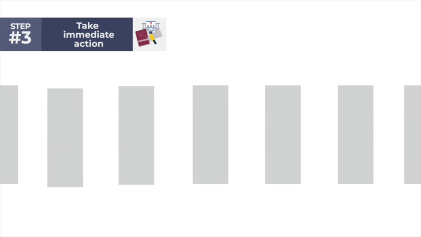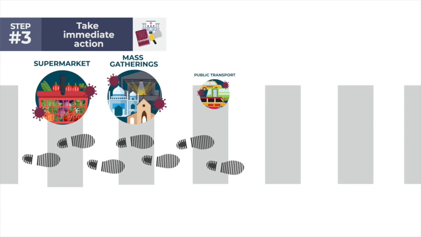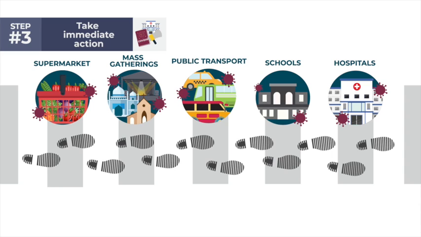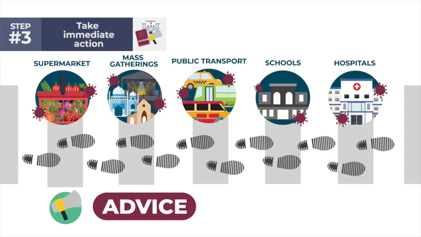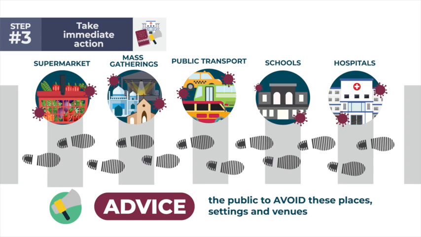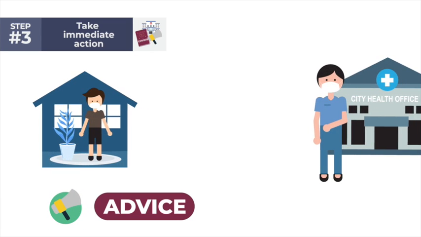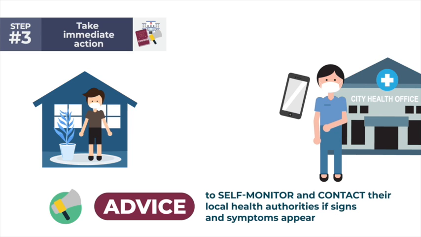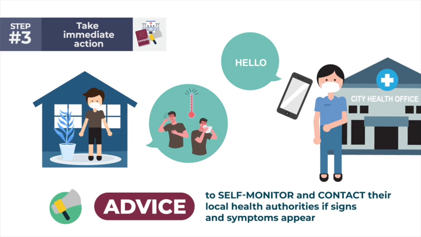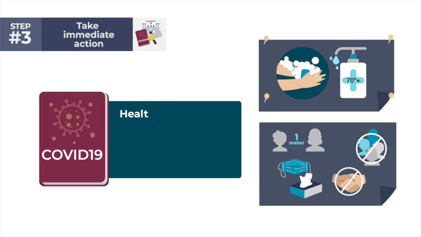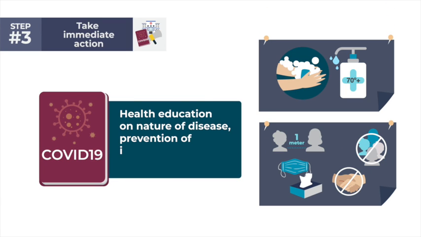There may be instances when a close contact cannot be individually identifiable, or if there are specific events and venues where a case visited. We advise the public to avoid these places, settings, and venues. We also advise those who were in the same event or place as a confirmed case to self-monitor and contact their local health authorities if signs and symptoms appear. Close contacts and people who are in the same events or venues will also be provided with information about the disease and how they could avoid transmission to others.